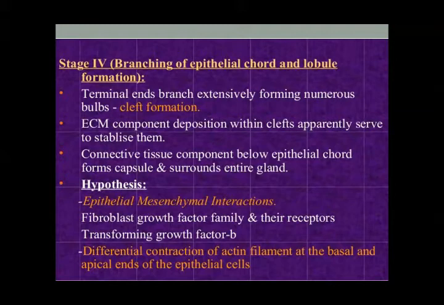Hypothesis: these are epithelial mesenchymal interactions, the fibroblast growth factor family and their receptors, transforming growth factor beta, and differential contraction of actin filaments at the basal and the apical ends of the epithelial cells.